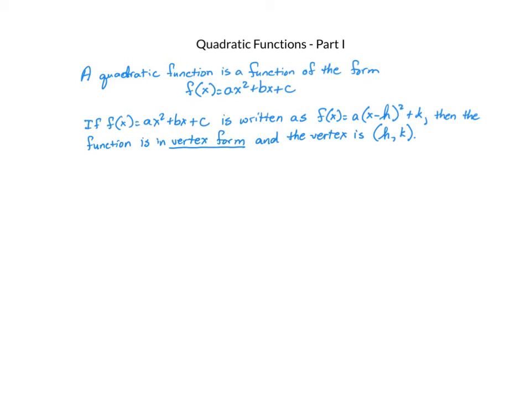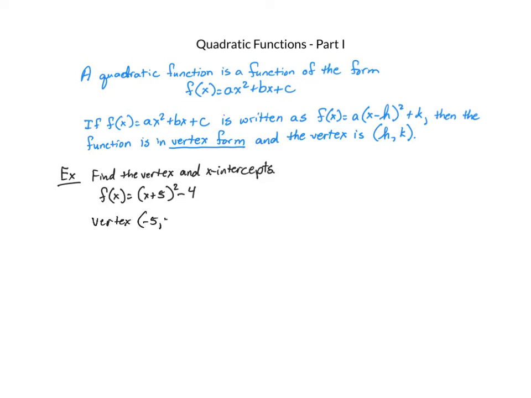So let's look at an example. We'll find both the vertex and the x-intercepts for this particular function. Recall that the function written in this form lets us know that the graph of the parabola has been shifted left 5 units and down 4 units, which is why we would say that the vertex is at the point (-5, -4). In other words, the opposite of the number that we see here, comma, this number right here. So we have our vertex.